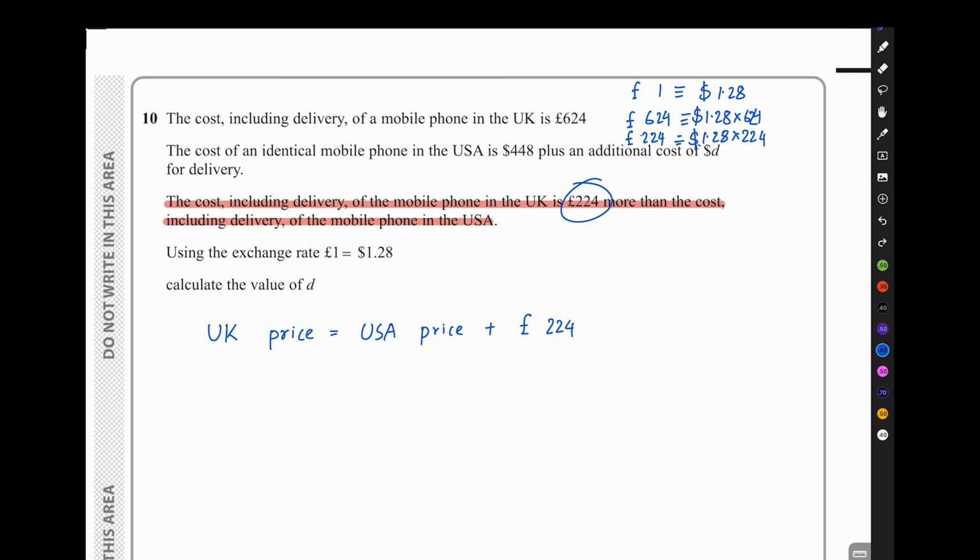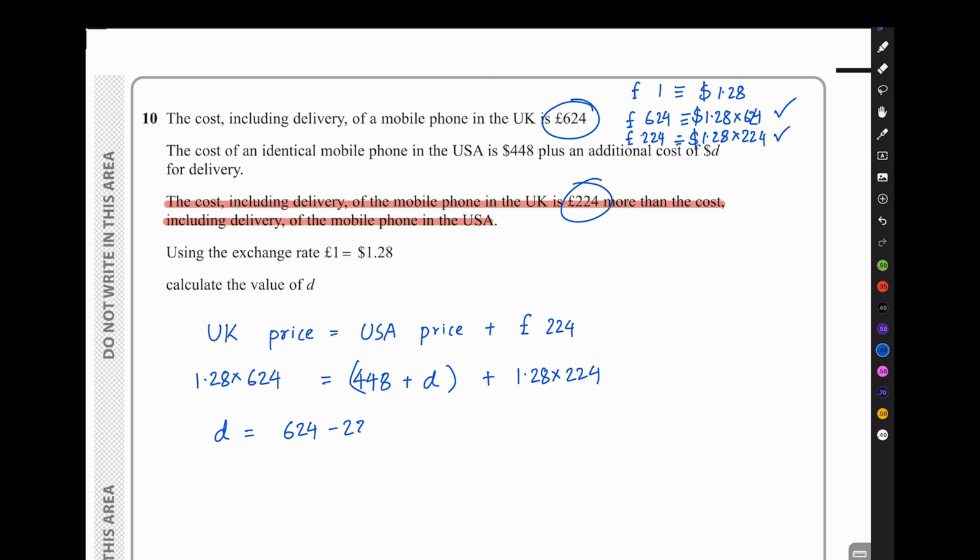So the UK price is this in pounds, but in dollars it's this. So I'm going to write 1.28 times 624 equals the USA price, which is already in dollars, so we don't have to convert it. So 448 plus D plus 224 pounds, which in dollars is this. Okay, so 1.28 times 224. So now we just have to make D the subject. This is actually really simple.